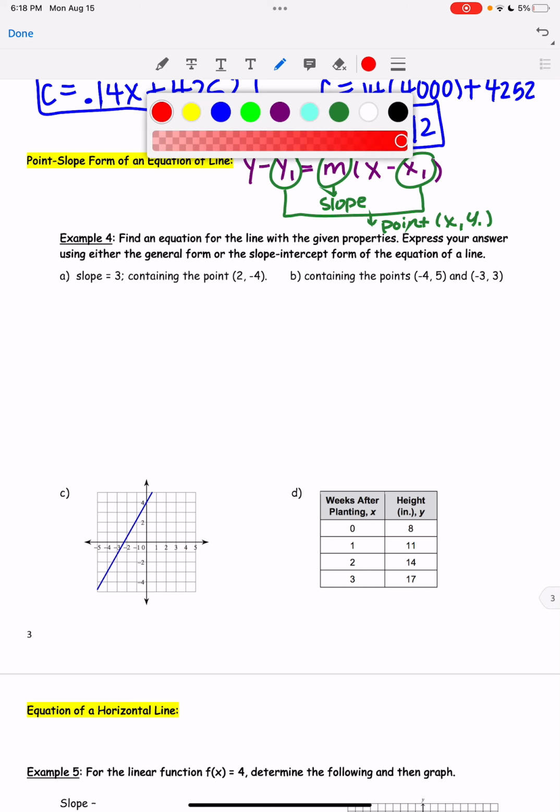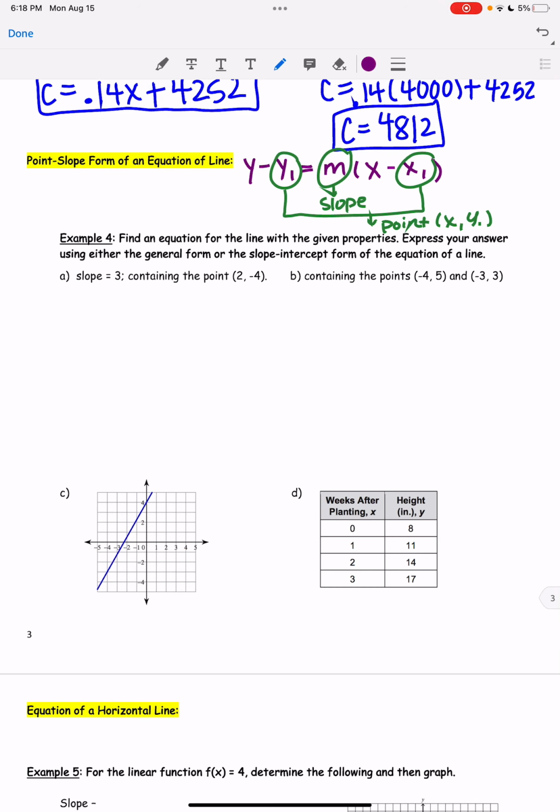Example 4 says, find an equation for the line with the given properties. Express your answer either in general form. General form is ax plus by equals c. We will never, I don't want to say we'll never use it, but I'm not going to use it. Or slope-intercept form, and slope-intercept form is y equals mx plus b, because it gives you the slope here and the y-intercept here. So basically, solve for y.